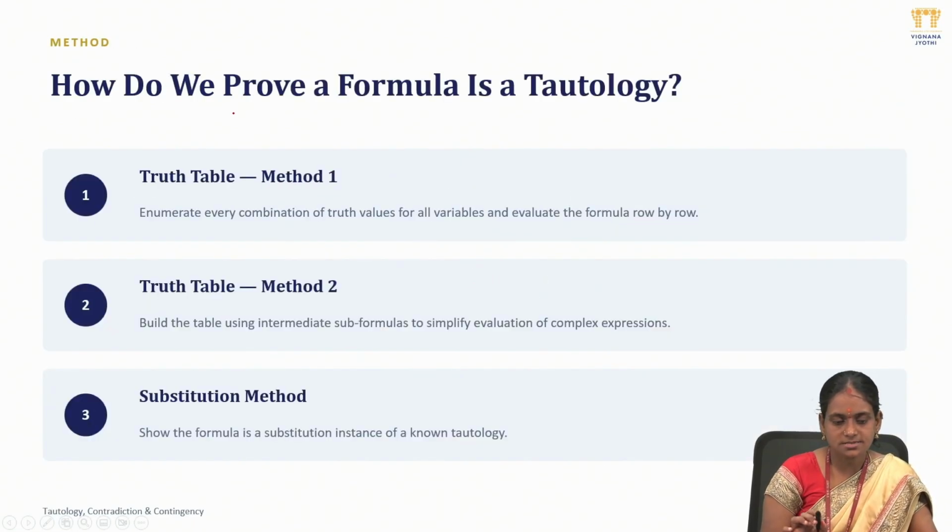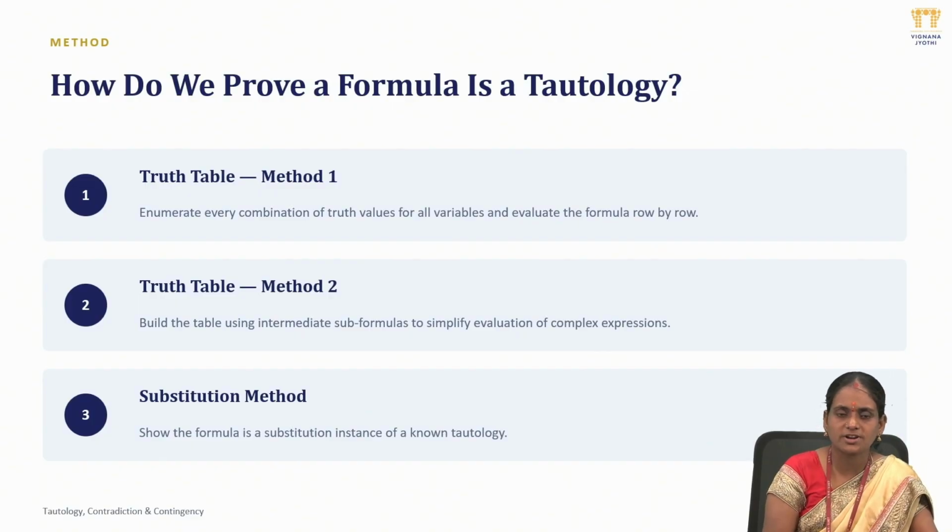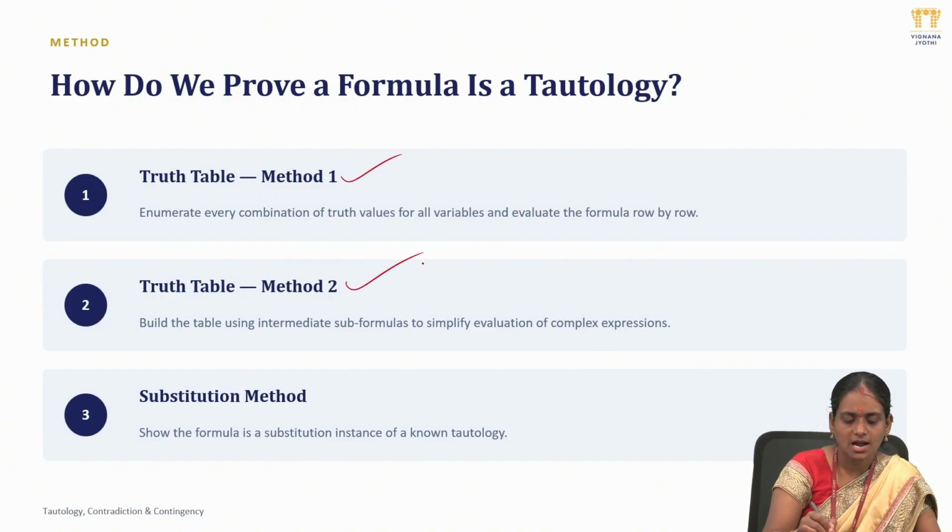Okay. And next, how are we going to prove whether the given formula is a tautology, contradiction or contingency, whatever it may be? Method 1 and method 2 we already discussed in our previous lecture. Directly, we consider the corresponding formula and apply the connectives. Whichever method is sufficient or convenient for you, you have to follow accordingly.